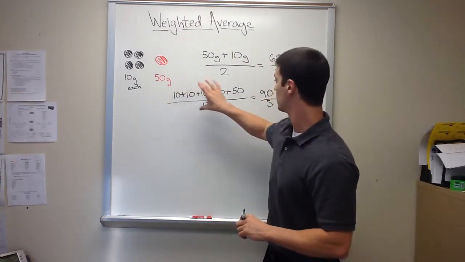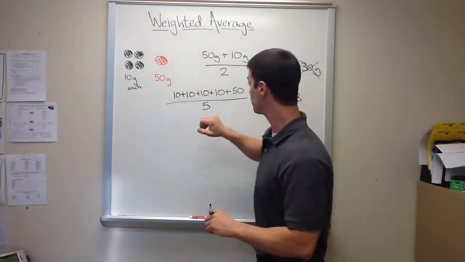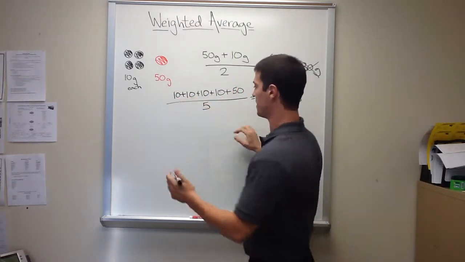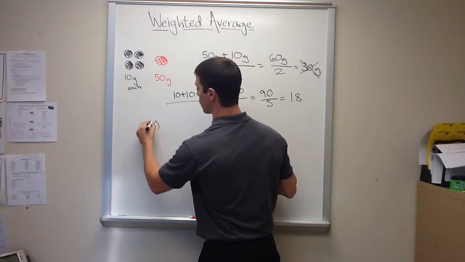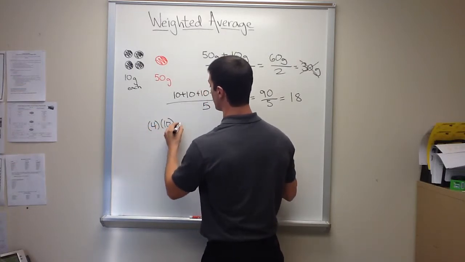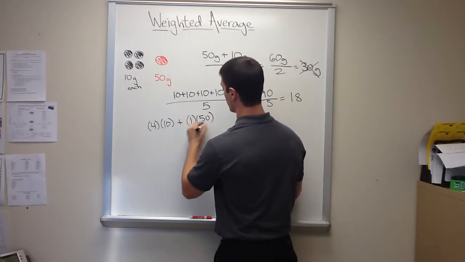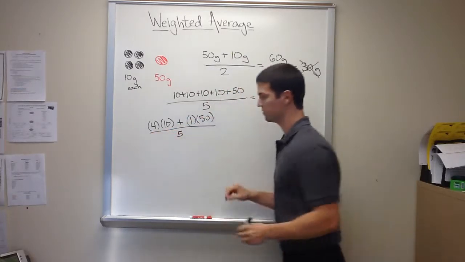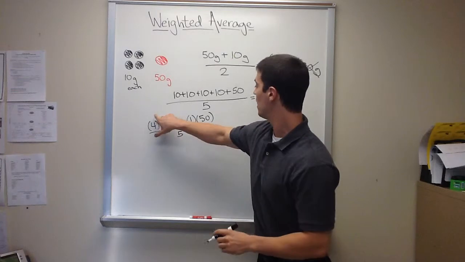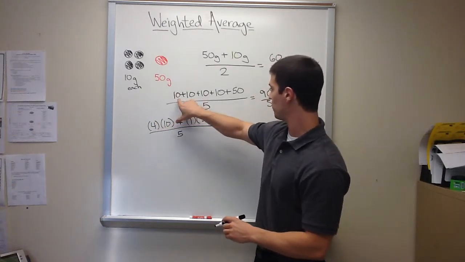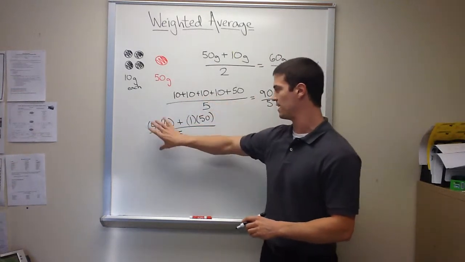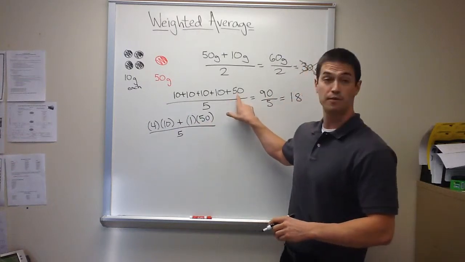But the whole point of this video basically is to show how percent abundance is related to the weighted average. So what I'm going to do here is break this down, these 10s. I'm just going to simplify it and do 4 times 10 plus 1 times 50 divided by 5. So we have 4 times 10, which is just the 10 plus 10 plus 10 plus 10, and then the 1 times 50 for the 50.